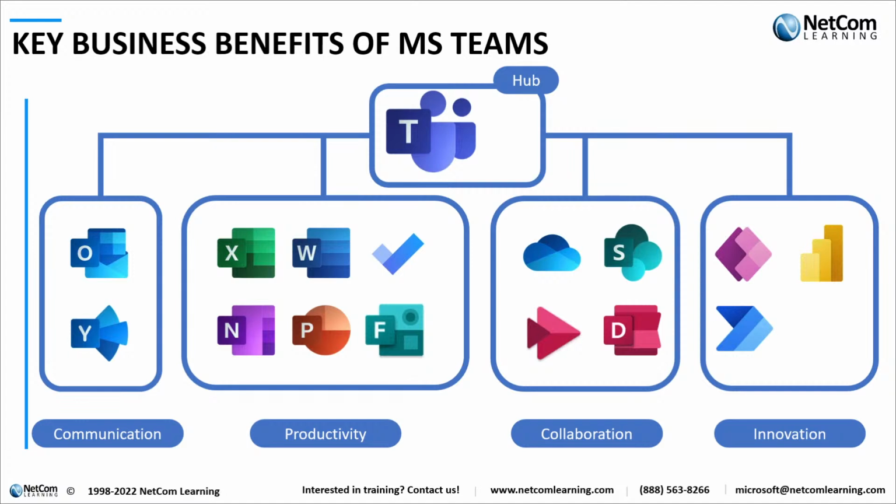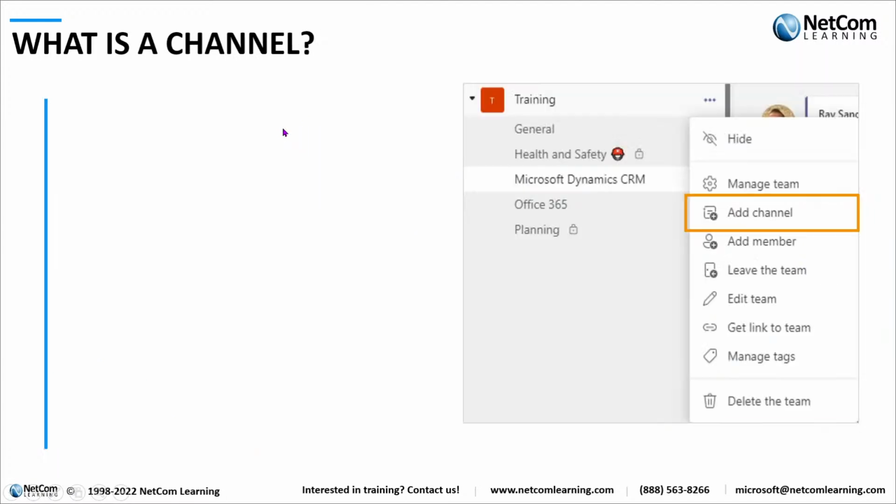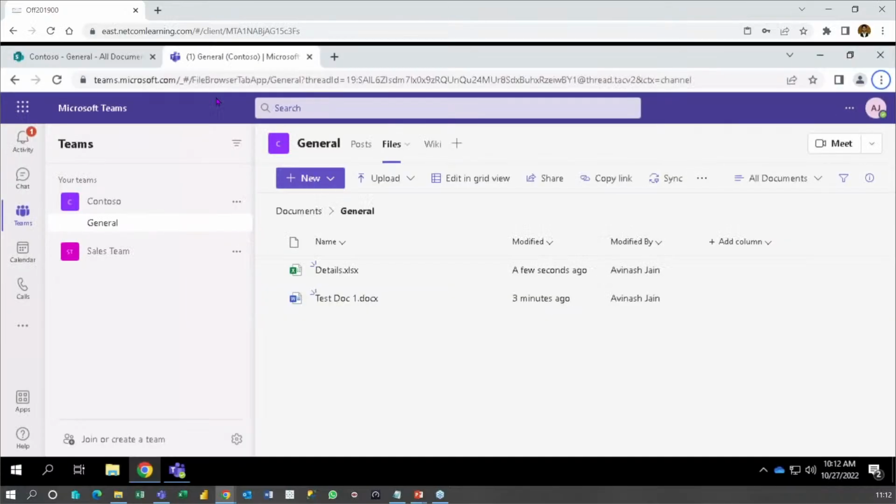So how we basically work in Microsoft Teams is, first, you always have to design a team. Like I told you, a team is a group of people. But after that, there is something very important called a channel. Every time a team is created, you will find by default something called General. This General is basically a channel.